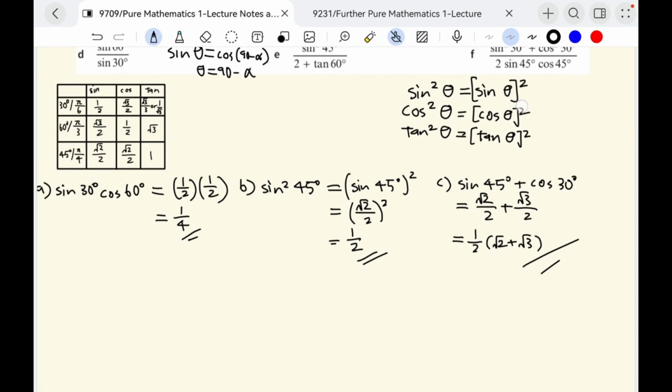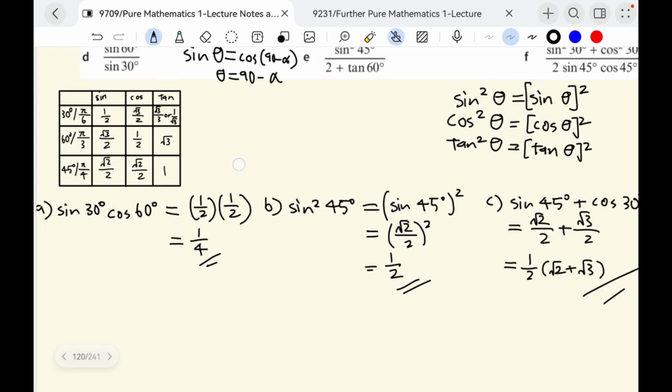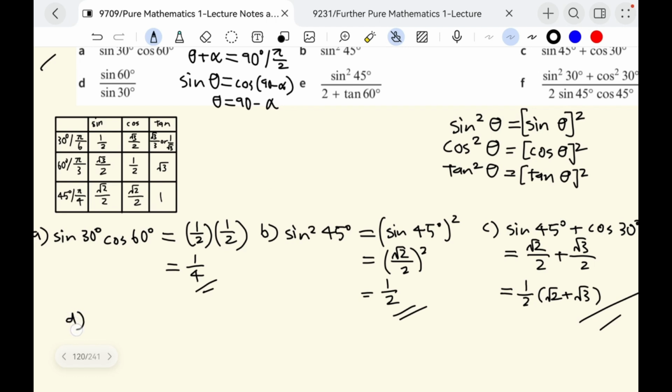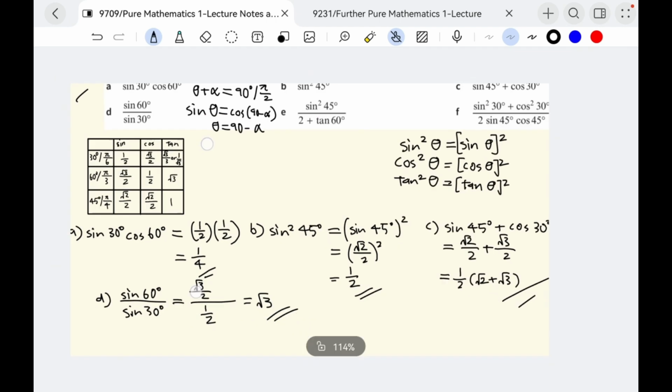Okay? So yeah, let's move on to part D. So part D is the fractions of the trigo ratios. Sine 60 degrees divided by sine 30 degrees. Okay, sine 60 degrees is root 3 over 2. Sine 30 degrees is half. So what you can see is the half and the 1 over 2 can be cancelled out. So you will be left with root 3. Okay?